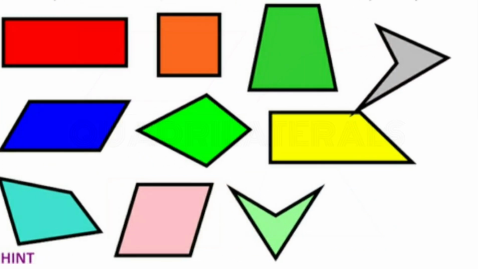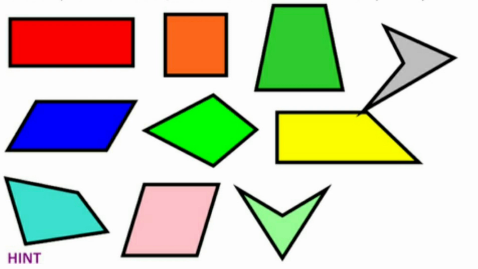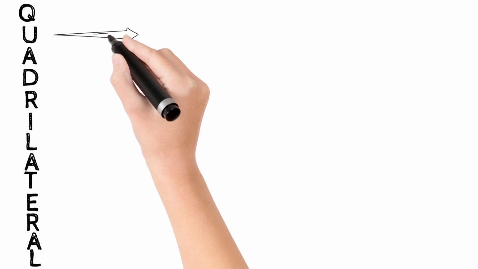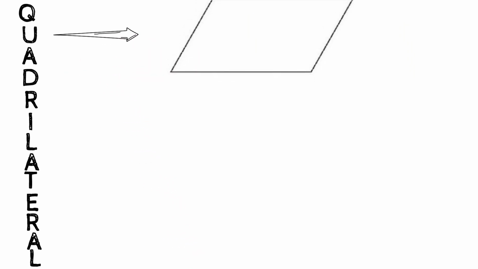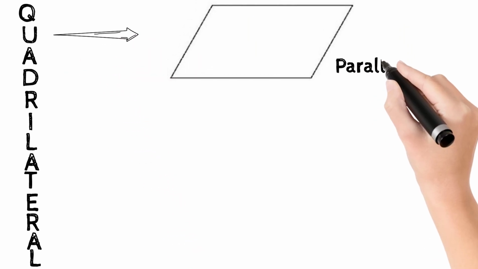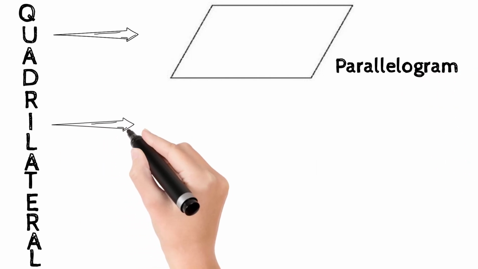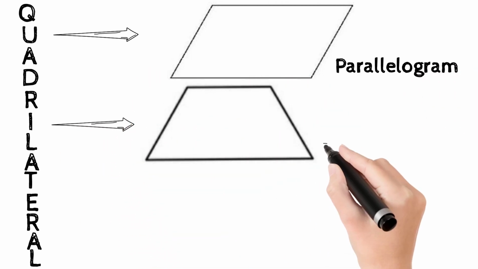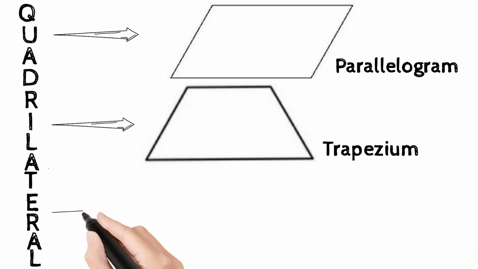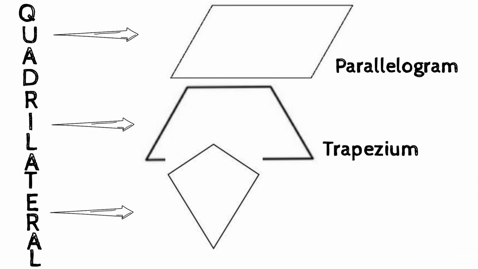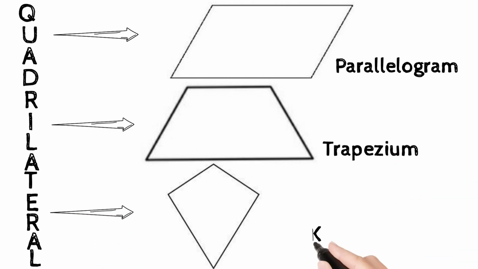Aren't these quadrilaterals? Yes, they are, because all of these are four-sided closed figures. But let us learn how to classify these quadrilaterals. So quadrilaterals can be classified mainly into three categories, that is parallelogram, trapezium, and the third one is kite. But the question is, how do we classify them? So the classification is done mainly on the basis of number of pair of parallel sides.